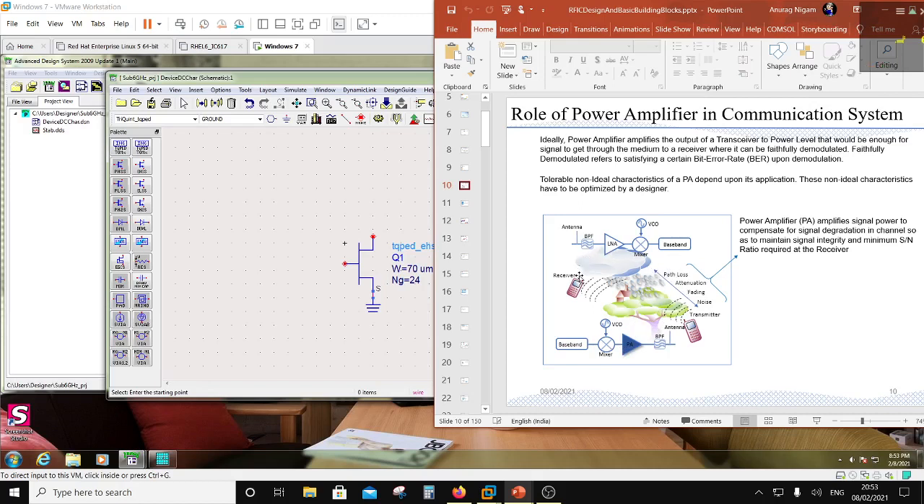Now, one of the specifications of a PA would be the power output, and that really depends on the distance between transmitter and receiver, and also what is the minimum signal to noise ratio which is expected at the antenna by the receiver, right? So that would decide how much power should be put out from a PA, right?